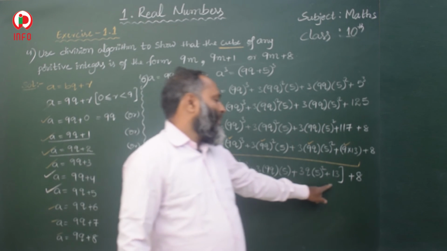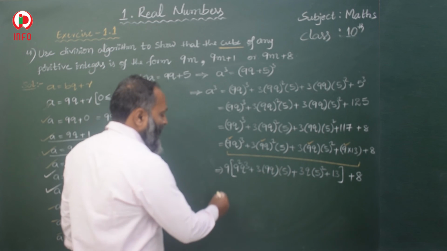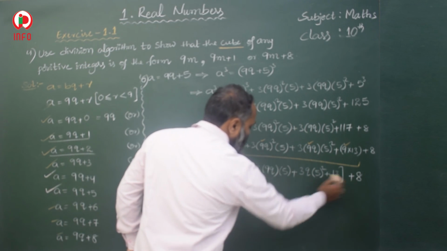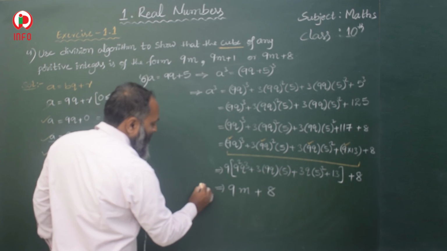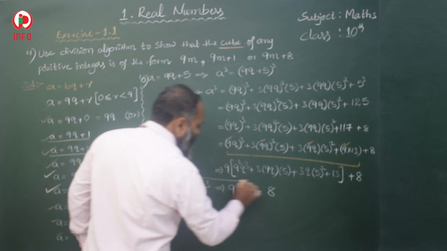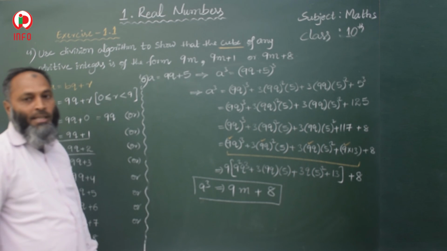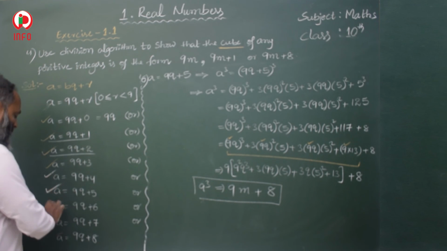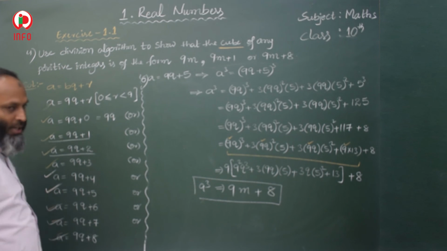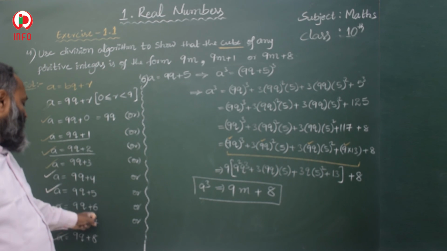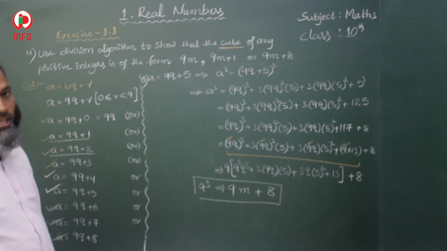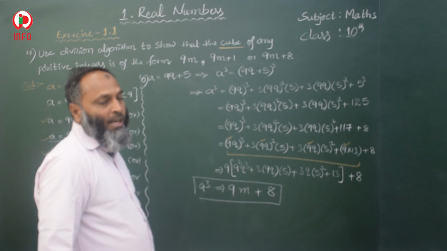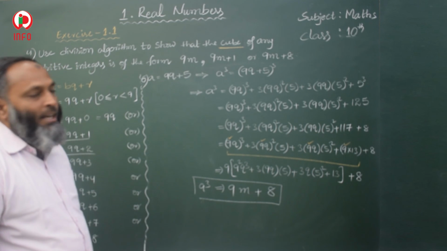From here to here that is a 9 multiple. So this 9 multiple we can take as m. 9 into m plus this 8. So a cube is in the form of 9m plus 8. Till here we did. Similarly we can do this for 9 cube plus 6, 9 cube plus 7 and 9 cube plus 8. You should do and show. So that is in the form of 9m, 9m plus 1, or 9m plus 8.